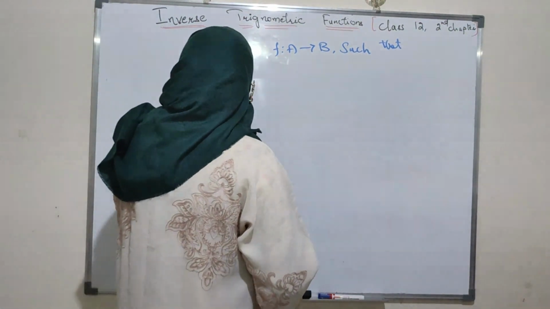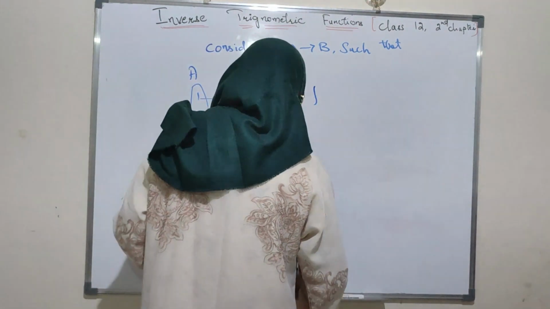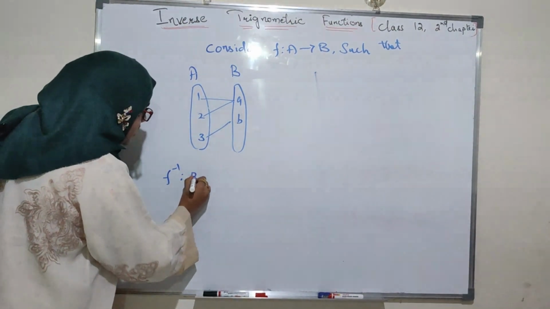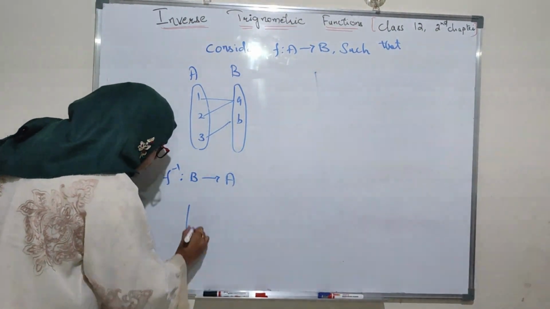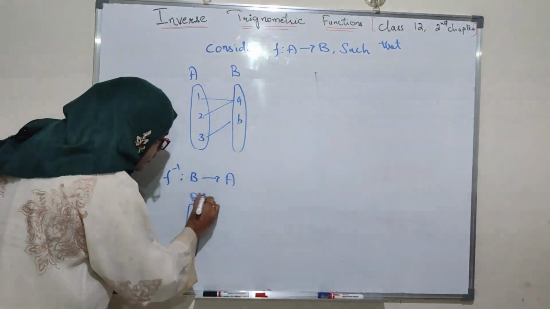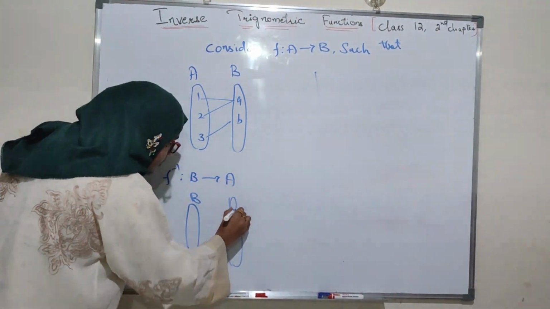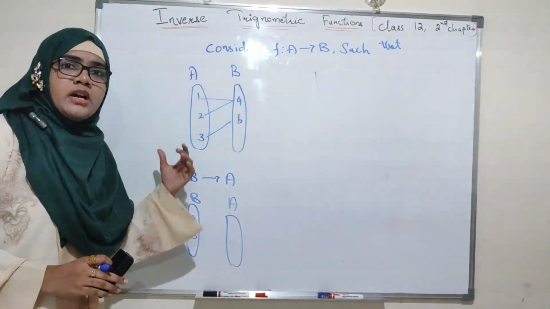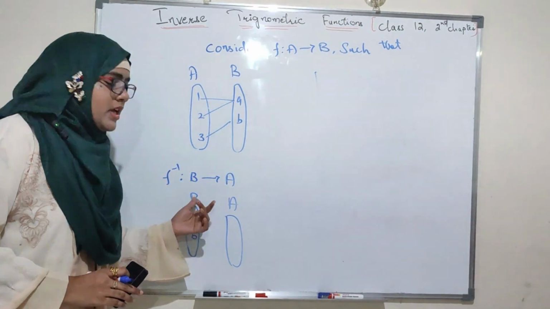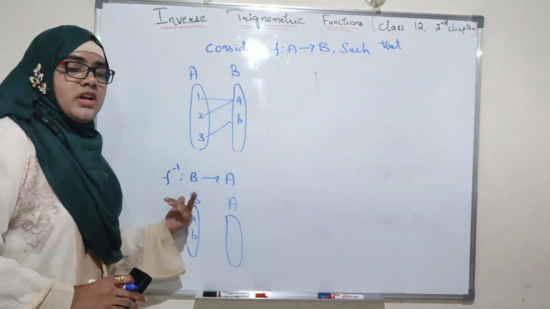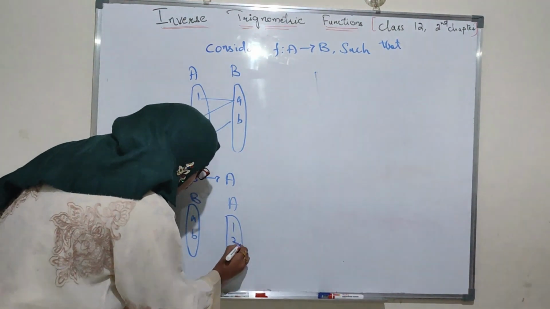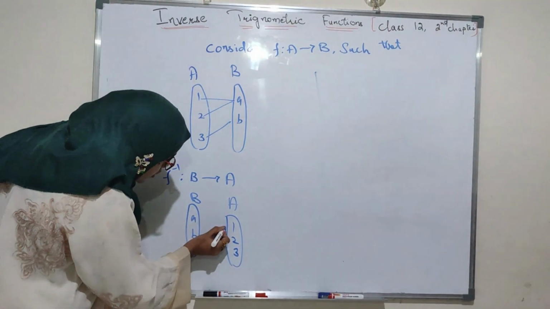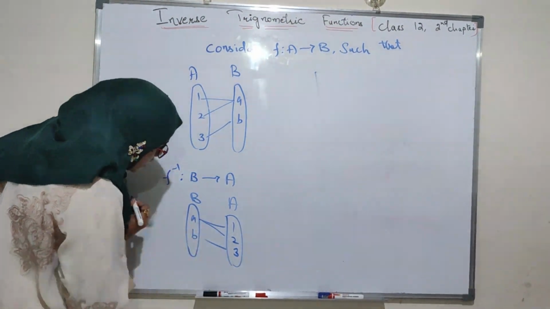Now we will find the inverse of this function. Suppose f, if we are finding the inverse of this function, then the inverse is f inverse from B into A. Now write down B and A. If you are taking the inverse, the domain becomes codomain and the codomain becomes domain. Means the first set here will be B. Now here 1, 2, 3. Now 1 and 2 connect to A in f, and 3 connects to B.